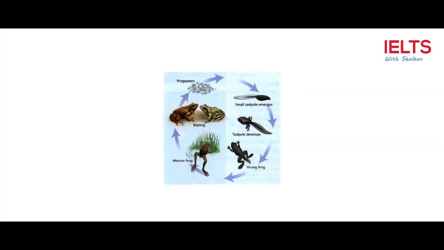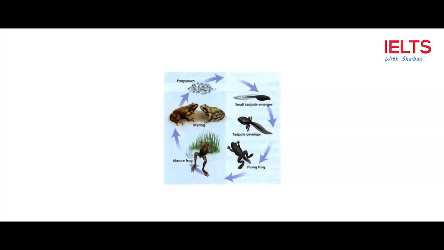The third type of IELTS task is the cycles or the processes. And as you can see here, we have a life cycle of a frog, and in the cycle or the process, we have to focus on certain issues. Number 1, because it's a cycle, that means it has a beginning stage, middle stage, and final stage.